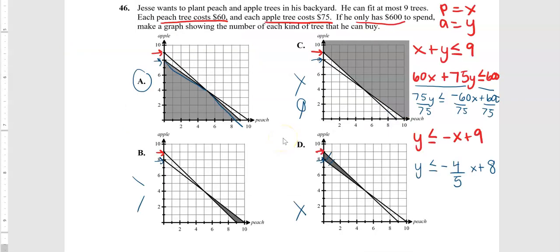All right, 46 is very similar to the problems we've done before. We had to create two inequalities based on the word problem, and we had to figure out which one's graphed correctly. I went ahead and wrote out my inequalities. He has to have at most 9 trees, peach and apple, and then the cost is at most 600. I then made sure that these two inequalities were in a graphable format so that I could check. If you notice, all of these are the same graph, and I'm just looking for shading. A is our answer because it's the only one where both lines are shaded below.